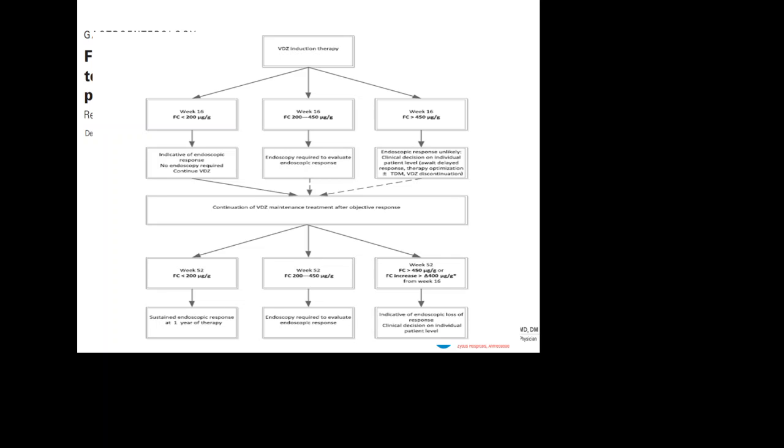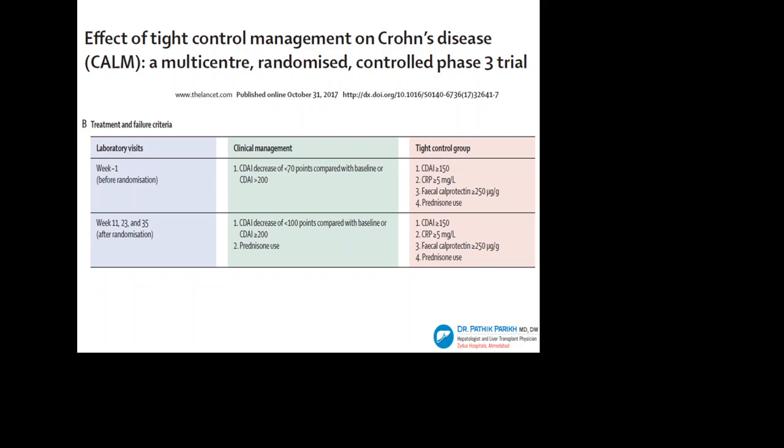However, if at week 16 the fecal calprotectin is between 200 and 450, then endoscopy may be required to assess the response. A similar protocol is followed also at 52 weeks. So at 16 weeks we can assess the need for a change in therapy.